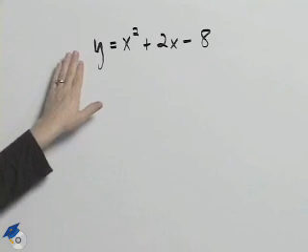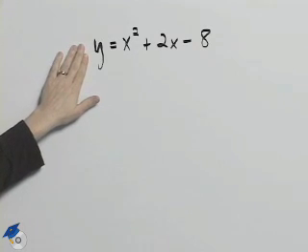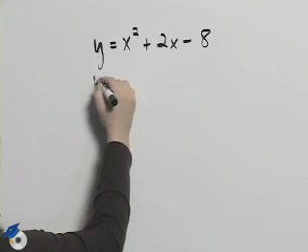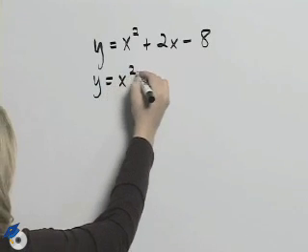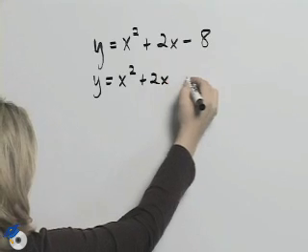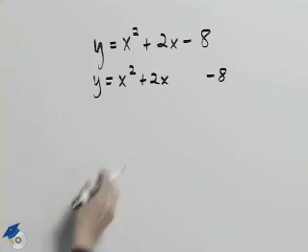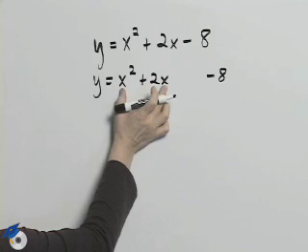Since we're asked to graph this equation, it's best to write this in standard form. We'll do that by completing the square. So I'll rewrite this as y equals x squared plus 2x. I'll leave a space, and then I'll write minus 8. We're going to complete the square.